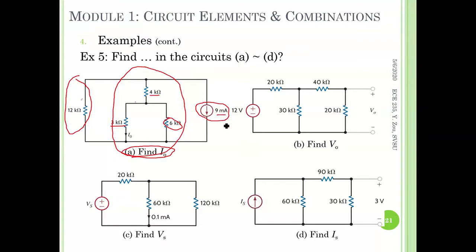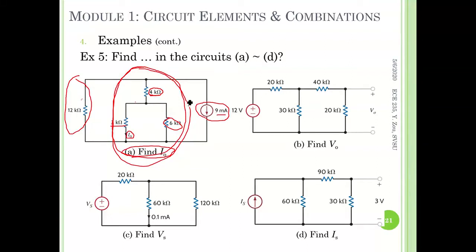So by doing this, I'm able to find this branch current, because the ultimate goal is to find the I naught here. So finding the current through 12K is meaningless. So find this branch current, which is also the current through 4K. This is a very important thing you need to realize. The current flowing through 4K, in which direction, is another thing you need to figure out.